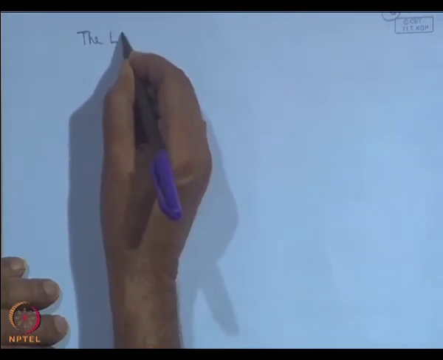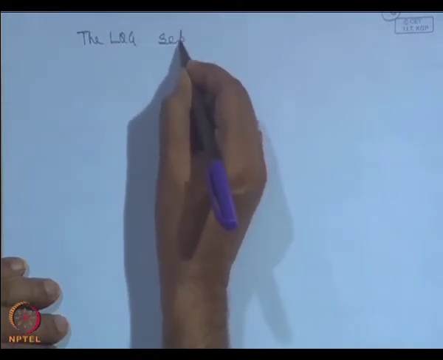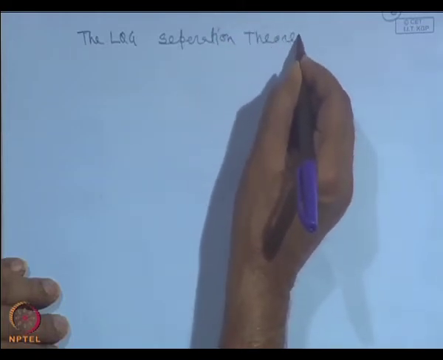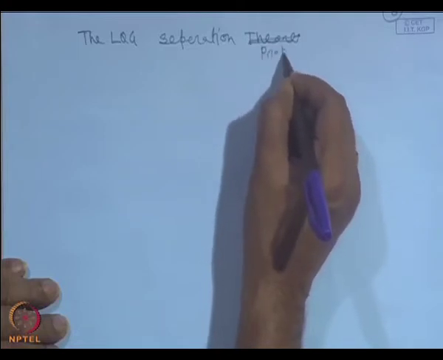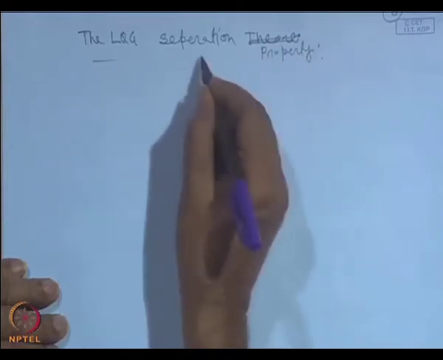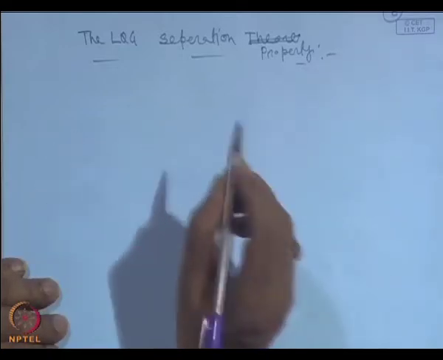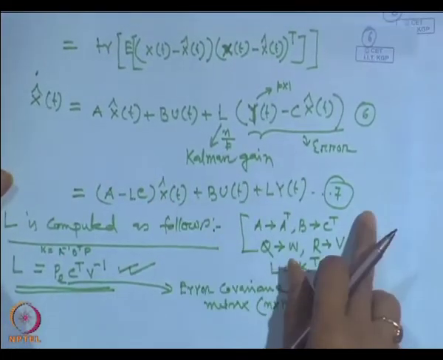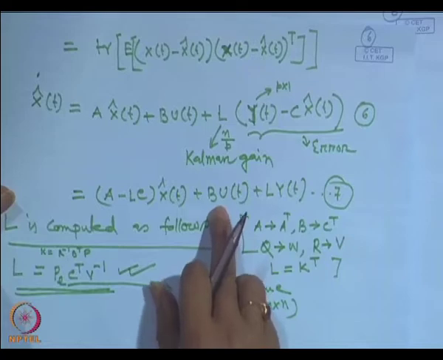Then we will see how. First, we will see the LQR, LQG separation principle. Since we have done the separation property for LQR earlier, we will not go into details. So, recall equation number 7.